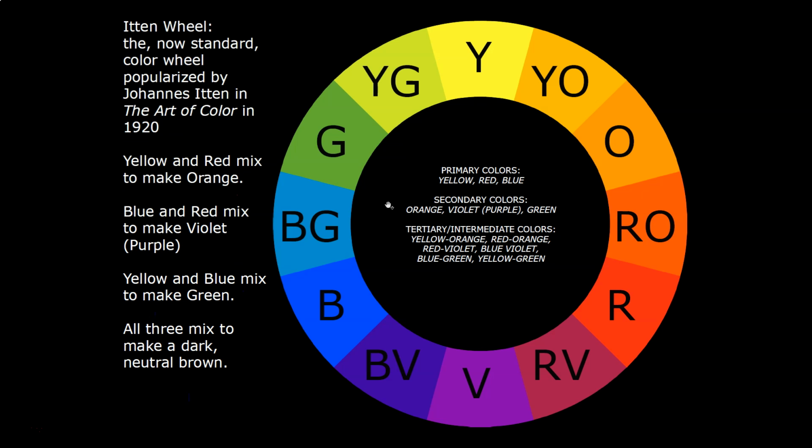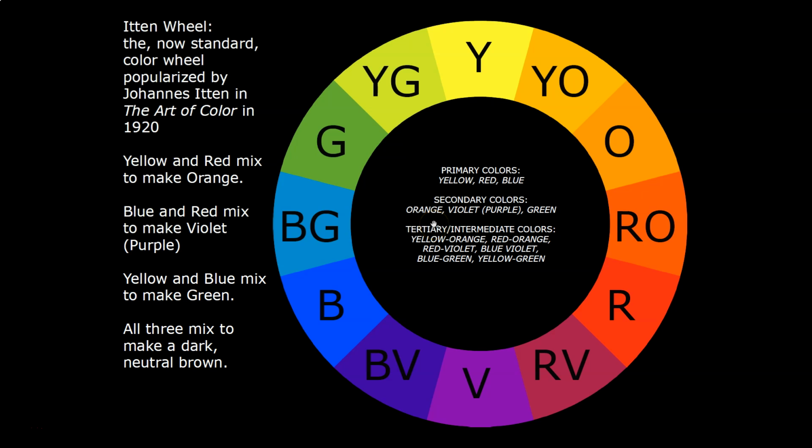We will still, though, when we're talking about color schemes, still kind of rely on that old red, yellow, blue color wheel. This was developed by a fellow named Johannes Itten in The Art of Color in 1920. So this would be like if you were mixing paint, where yellow and blue mix to make green, yellow and red mix to make orange, and the blue and red mix to make the violet.